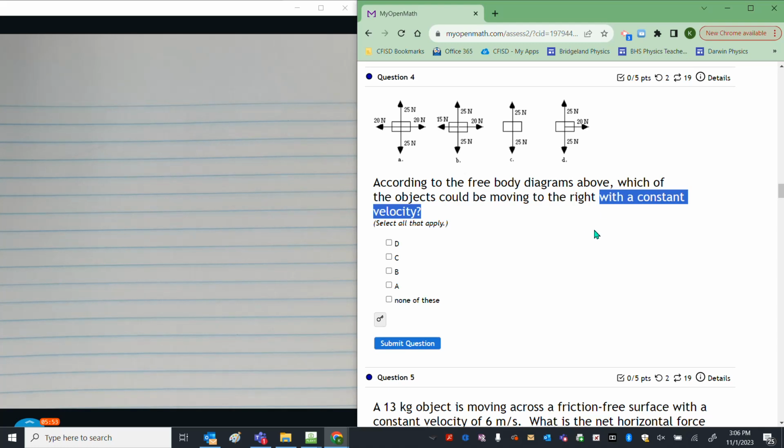And the only ones that can be moving with a constant velocity are free body diagrams that show balanced forces. That's going to be this first one here, 25 up, 25 down, 20 left, 20 right. Those are balanced vertically. They're balanced horizontally. That's A. And then this one here at C is also balanced. But B and D are not showing balanced forces, and although they could be moving to the right, they would not be doing so at a constant velocity.